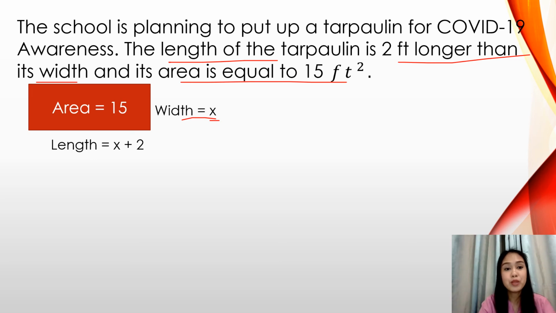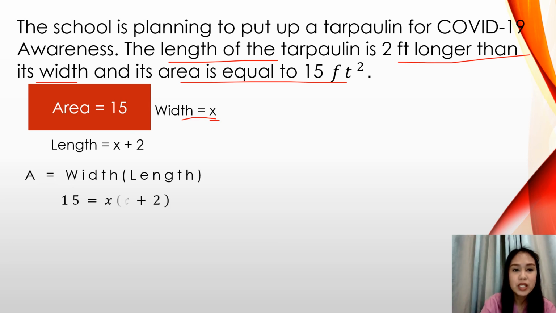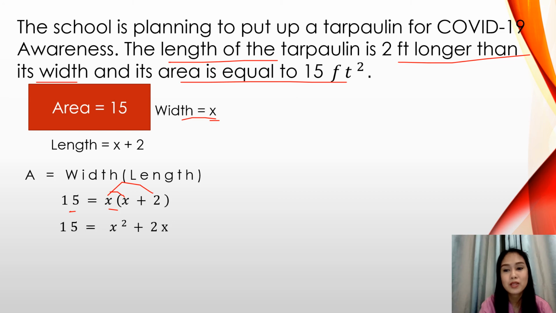So just like what we did before, we can use the formula of the area, which is width times length. The width is equal to x, the length is equal to x plus 2, and the area is equal to 15. Then simplify this equation into a quadratic equation. We'll have 15 is equal to x squared plus 2x. So that is x times x, which is x squared, and x times 2 is 2x.